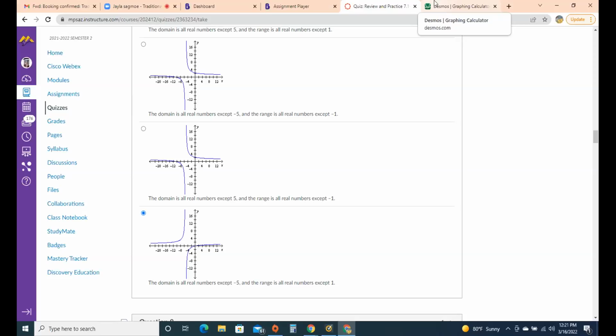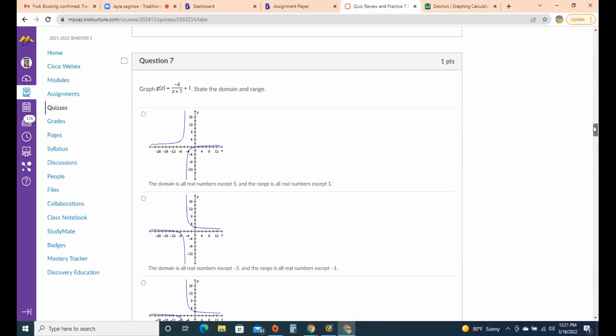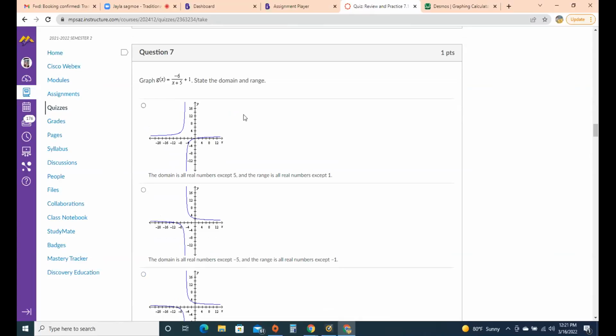Okay, so what's different is the domain and the range. Do you see in that top one the domain is all real numbers except 5. The bottom one says all real numbers except -5. So go back to the original question, top part of the question. Do you see that it's x plus 5 in the bottom? What value of x makes the bottom 0? What number when you add it to 5 gets you to 0? -5. So the -5 is the problem.